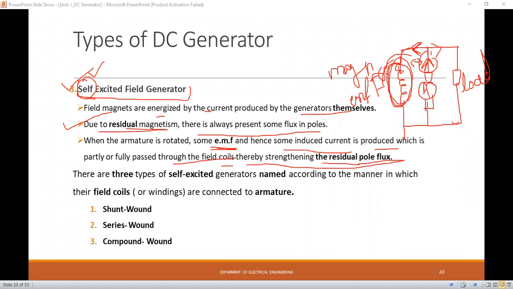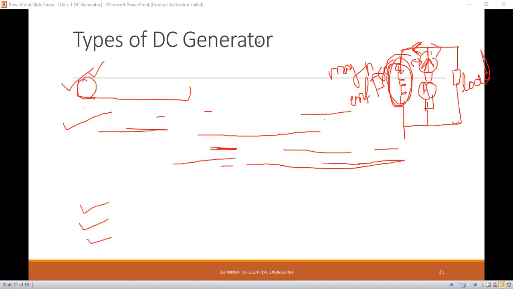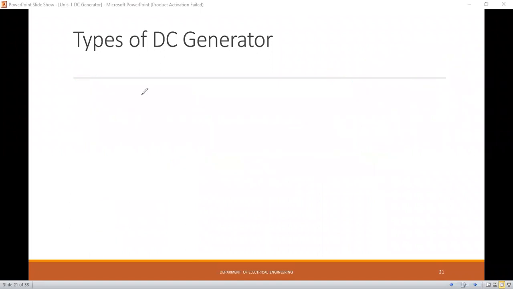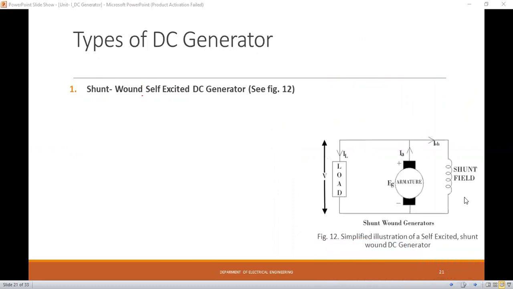In that, the first one is the shunt wound self-excited DC generator, then the series wound self-excited DC generator, and the compound wound self-excited DC generator. Shunt wound, series wound, and compound wound types of DC generator. So we will see the first one, the shunt generator.